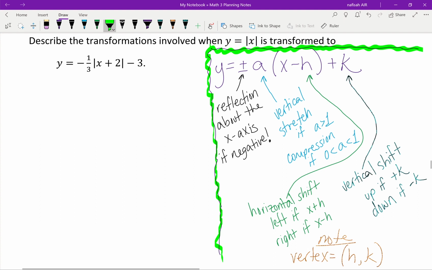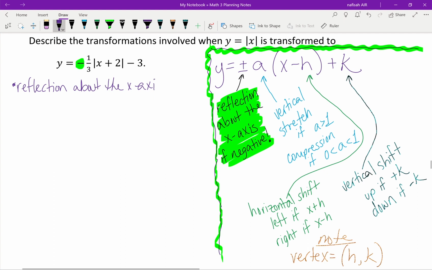First off, I can look here at this negative, and I'll look at the key to life, where it says that I have a reflection about the x-axis if I have a negative there. Since I have a negative there, that means that there's a reflection about the x-axis. If I didn't have a negative there, I wouldn't even have to worry about that. If it's positive, that means nothing happened.